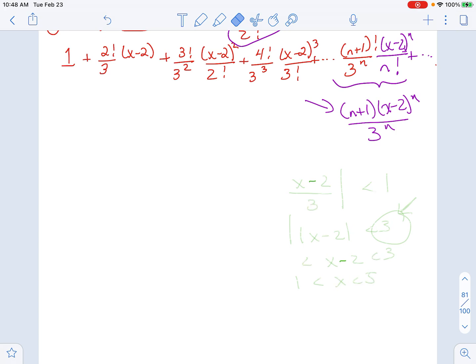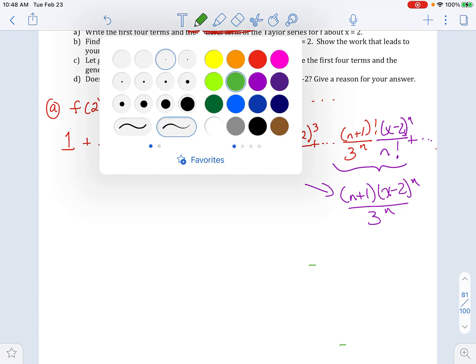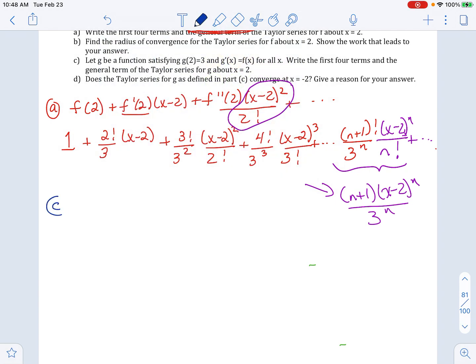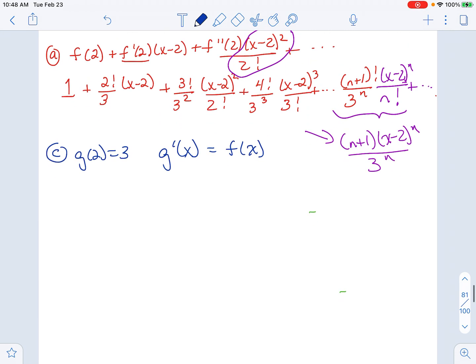Okay, part C says there's another function, g, and they give us a couple things about g. They tell us that g of 2 equals 3, and g prime of x is really the same as f of x. And I want the first four terms and the general term for g, about x equals 2. So again, that's your clue.